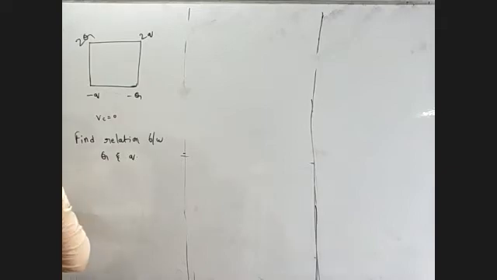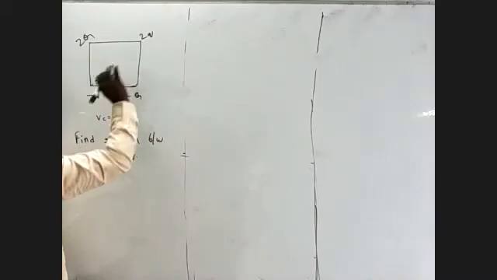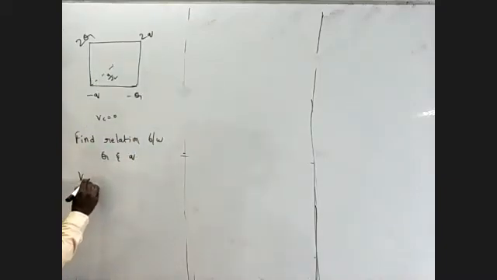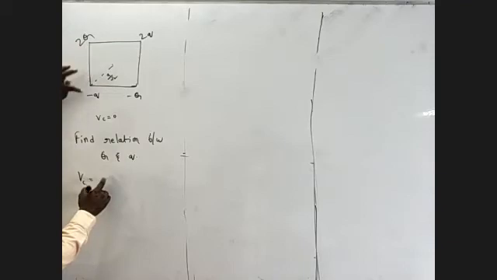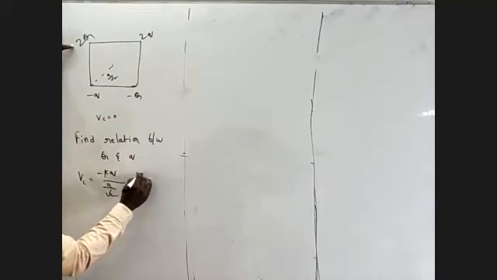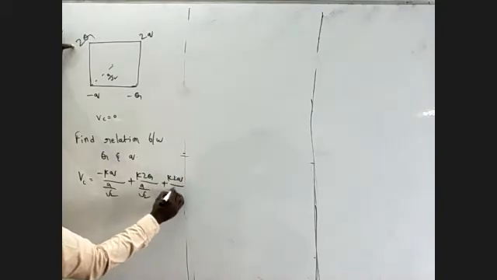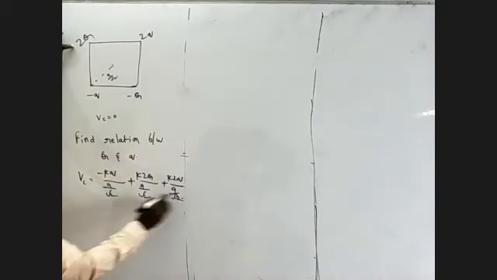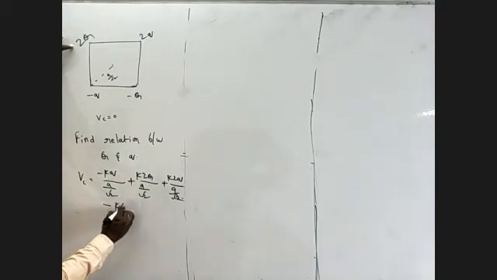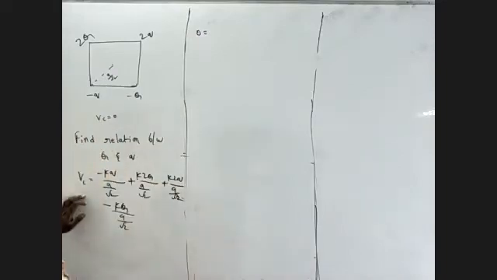VC is equal to 0. At this point, the distance from here to here is a by root 2. So the relative potential VC is given as 0. This is 2q, and from here to here it is minus kq by a by root 2, plus k 2q by a by root 2, plus k 2 small q by a by root 2, minus kq by a by root 2. So what is given? VC becomes 0.